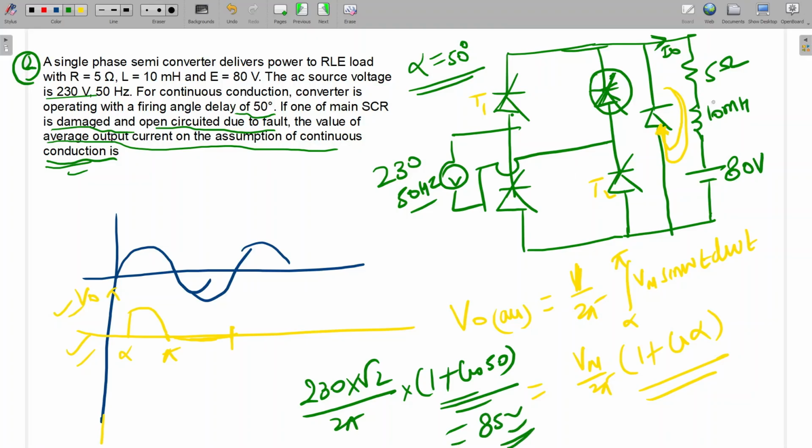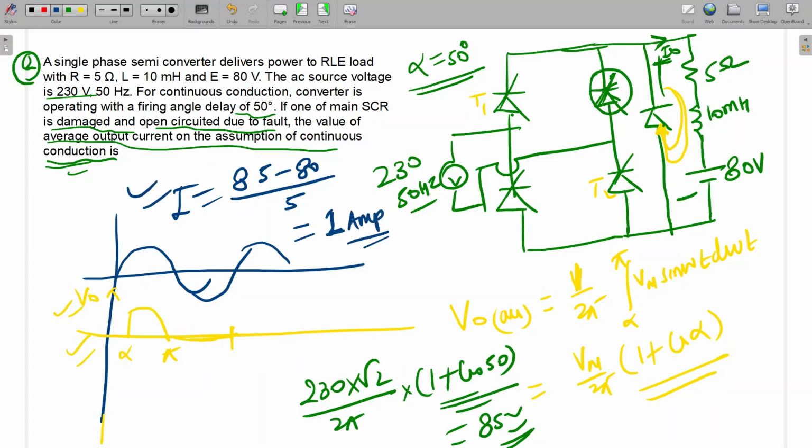So what will be the current here? The current will be 85 minus 80 divided by 5. See, 85 minus 80 means 5, and 5 divided by 5 is 1 ampere. 1 amp. Sorry, sir. So this will be the final answer. Is it clear? Yes, you can ask.